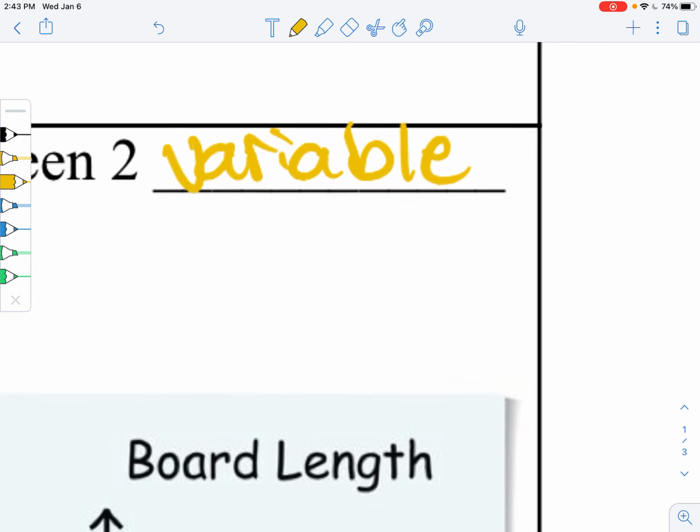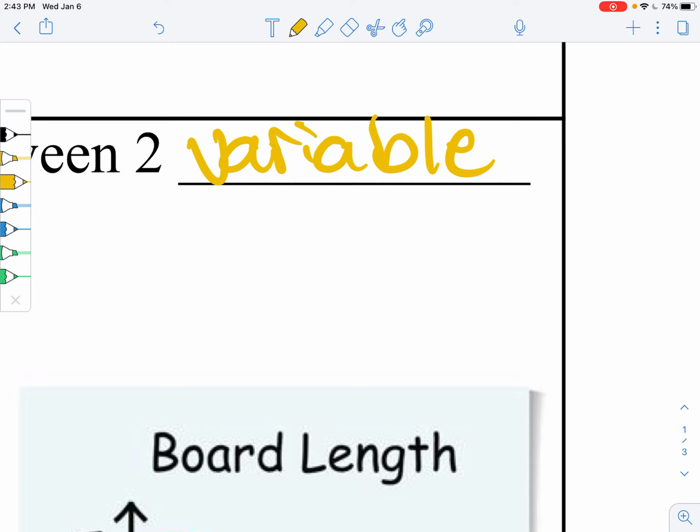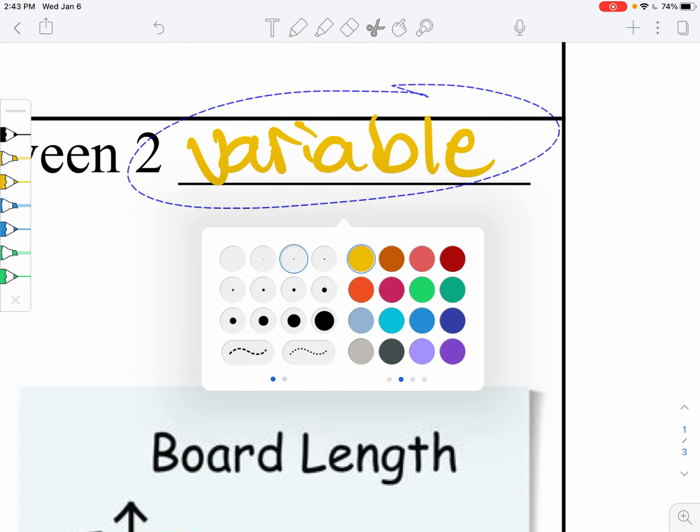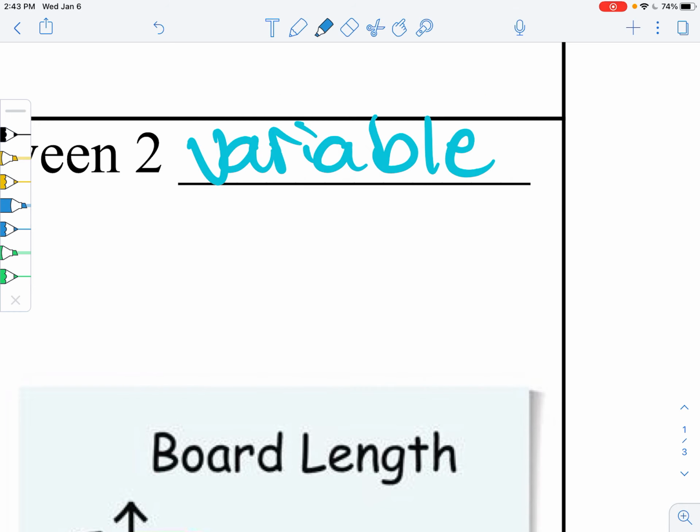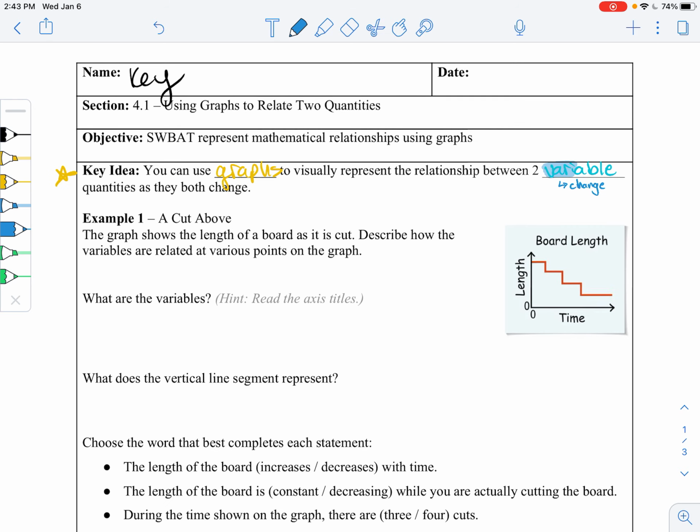Let's zoom in on this word, variable. Variable means that it can vary. You look at this variable and you see, oh, there's vary inside. That must be very interesting. Vary means it can change. So when two quantities are changing, when two things are changing, we can use a graph to give us a picture of what that looks like.